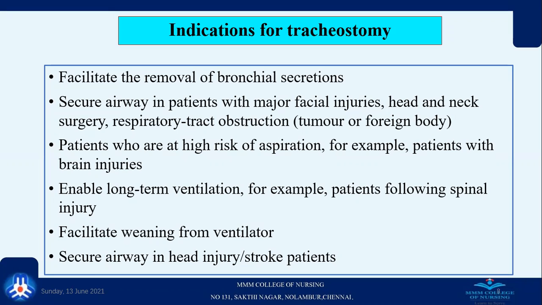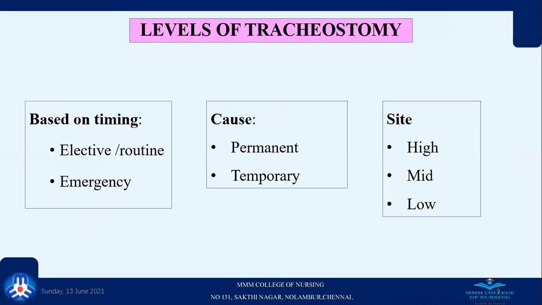Tracheostomy also enables long-term ventilation among patients following spinal cord injury. And it also facilitates weaning from ventilator, and it secures airway in head injury or stroke patients. There are different types of tracheostomy. Based on timing, we can say the tracheostomy as elective or routine tracheostomy and emergency tracheostomy. And based on the cause, we can say either it is a permanent tracheostomy or temporary tracheostomy. And based on the location or site, we can say high, mid, or low tracheostomy.